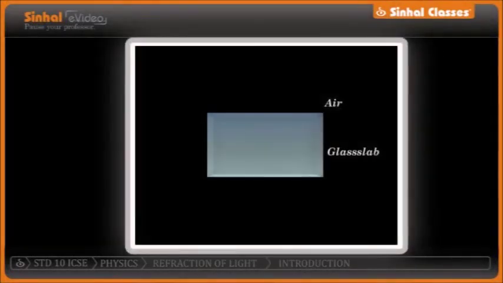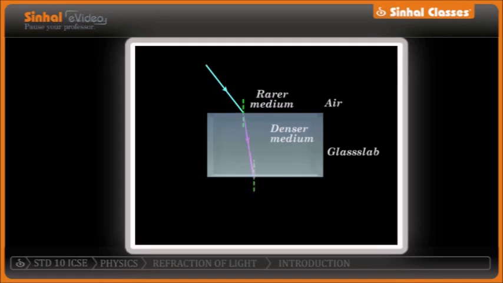To consider this in more detail, let's consider an optical glass slab. When a ray of light is incident from air to glass, that means it is traveling from an optically rarer medium to an optically denser medium. By the principle of refraction, we see that the ray of light would bend towards the normal. So when a ray of light travels from a rarer medium to a denser medium, it bends towards the normal.